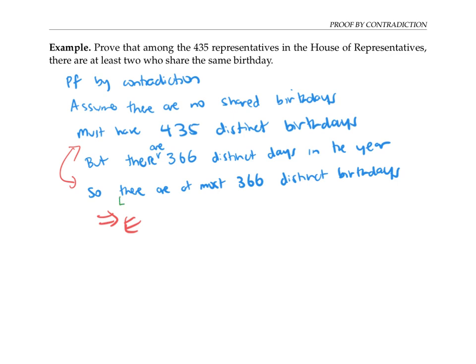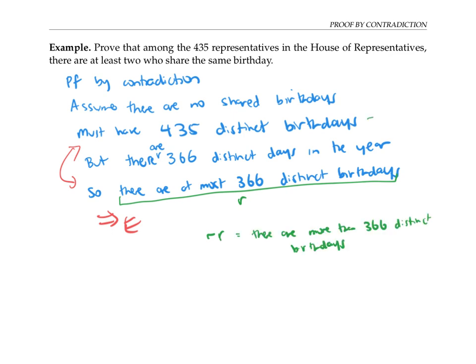I guess technically, if this is the statement R, then we don't quite have the statement not R yet. The statement not R would be there are more than 366 distinct birthdays. But since that follows immediately from the fact that there are 435 distinct birthdays, we can consider it a complete proof if we stop right here.